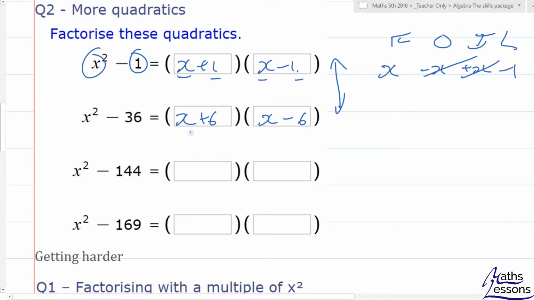So I'll give you just a few seconds so you can do the next one. You should have got x plus 12, x minus 12. Two more seconds. Okay, x plus 13, x minus 13. And you can just check all of those by multiplying out if you're not convinced.